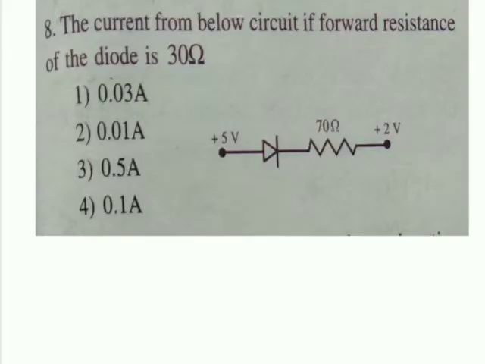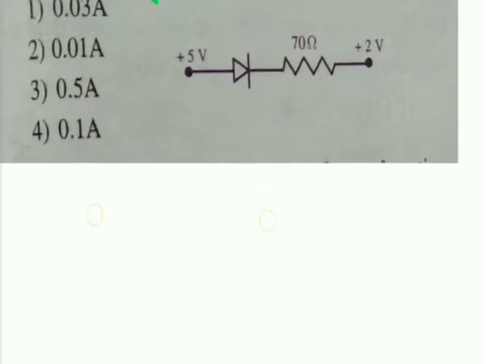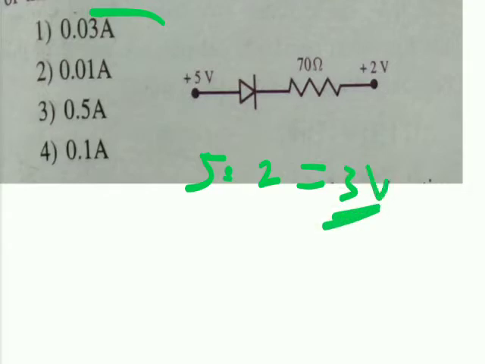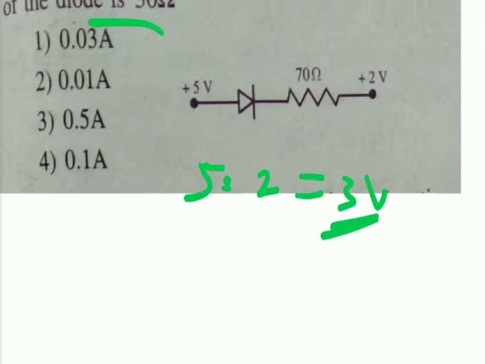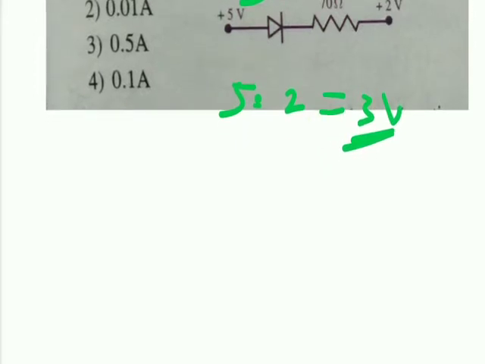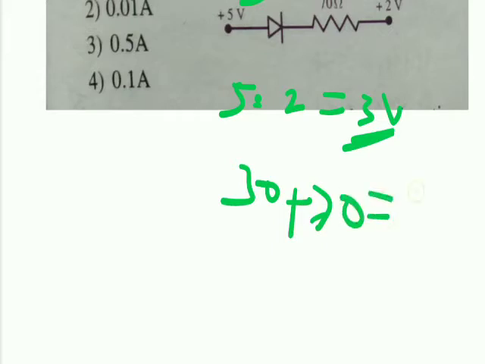See the eighth question. The current from the below circuit, if the forward resistance of the diode is 30 ohms. Given the forward resistance of the diode is 30 ohms. The potential difference of the two terminals is 5 minus 2, nothing but 3 volts. Internal resistance of the diode is given as 30. So the total resistance of the circuit is 30 plus 70, 100.